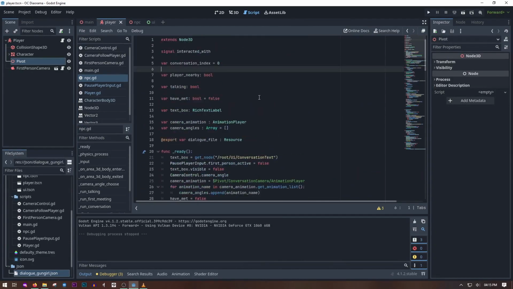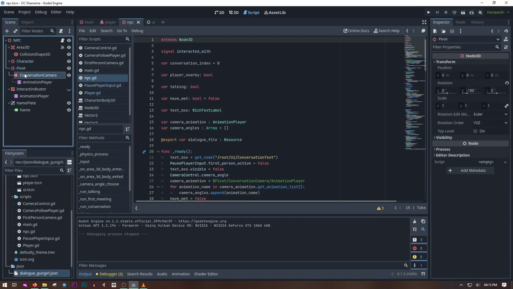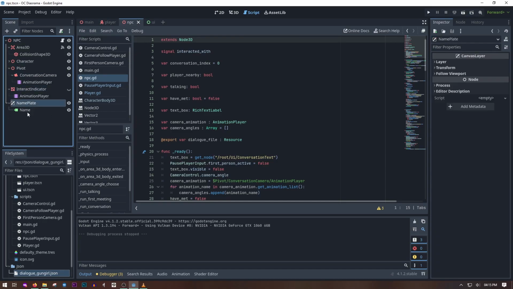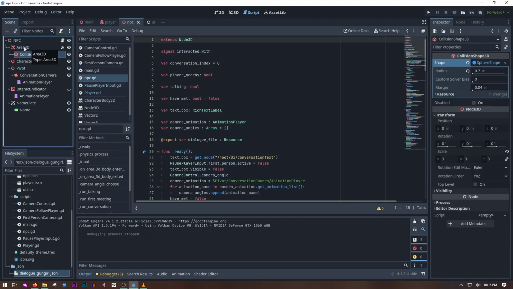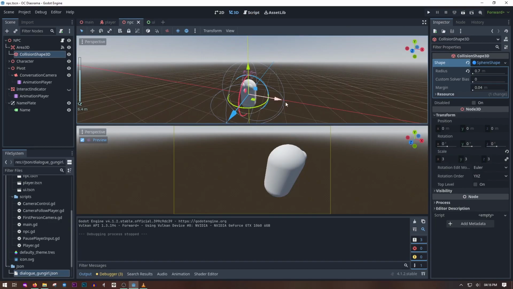Let's go over it. So we've got extends Node3D, so the NPC has got all this stuff. We've got the character, the pivot, the conversation camera, and the interact indicator, which is a little triangle. We've got a nameplate and a name, which I haven't put together yet. I haven't figured out how to do that yet, but that's there. We've got the area collision shape. That's the area around the NPC that defines when we're close enough to be able to talk to them. It's a little sphere.